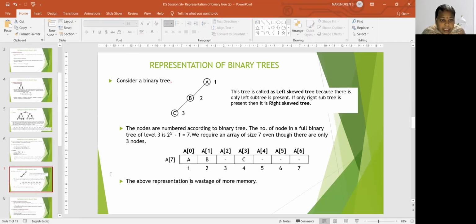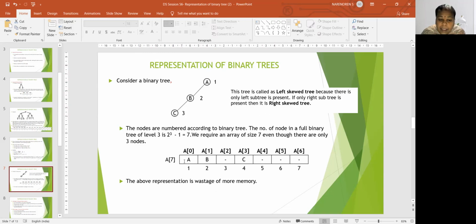Okay, so next one is representation of binary trees. In binary trees, we can make two things: a left skewed tree and a right skewed tree. How can we derive it? The tree is called a left skewed tree when only the left subtree is available. If only the right subtree is present, then it is called a right skewed tree.